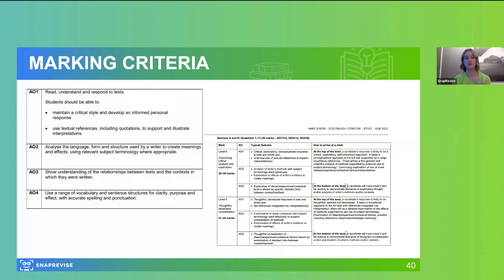AO2, very similarly to English language, is all about analysis, your ability to analyze what the writer has done to create meaning and effect. AO3, which is different from English language, is all about context. So this is about relating the given texts to the context in which they were written. It's a really good rule of thumb to think about the fact that a text can't really be separated from the context in which it was written or in which it is set. If you think about an example like Jane Eyre, it would have been very different if it hadn't been written in early 19th century England and had been written by an American housewife in the 50s. It would be a completely different novel.